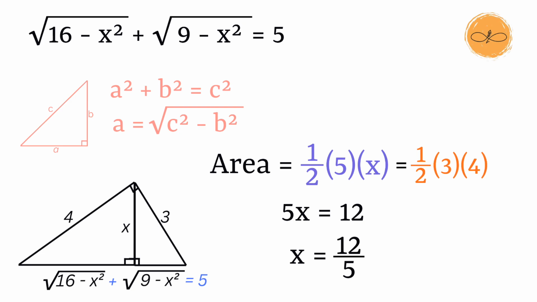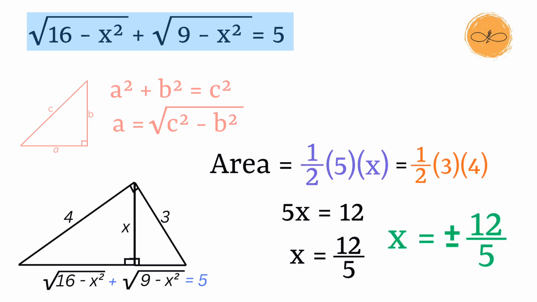We used geometry to solve this algebra equation, so it's not totally correct, because for geometry the x has to be positive, but we are trying to answer the original question. And of course positive x and negative x both satisfy this equation, so the answer for this equation will be x is equal to plus or minus 12 over 5.